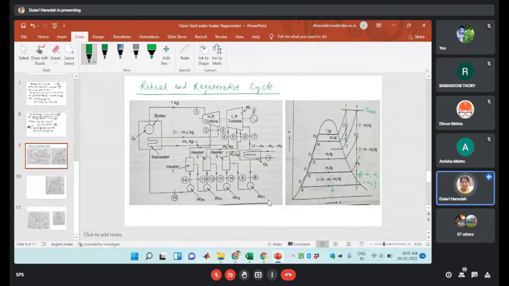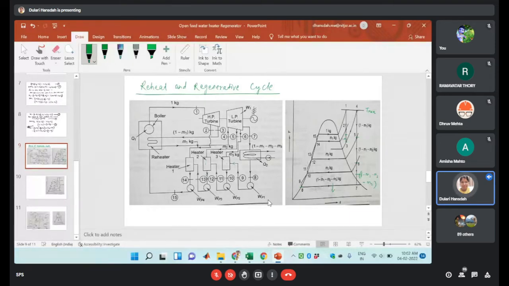So three heaters are used. Two turbines are used for the expansion process. So I think now it is clear to you for the schematic diagram, and this is also clear. This is the TS plot, how this is plotted.